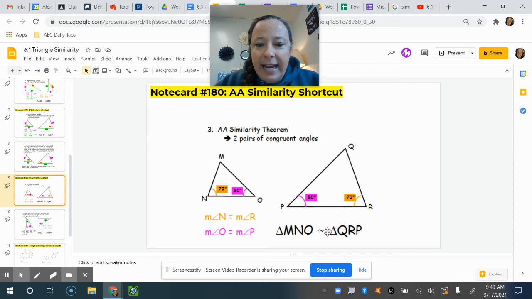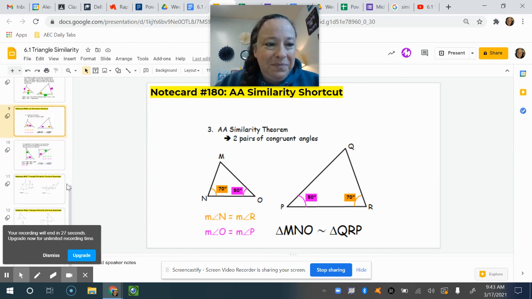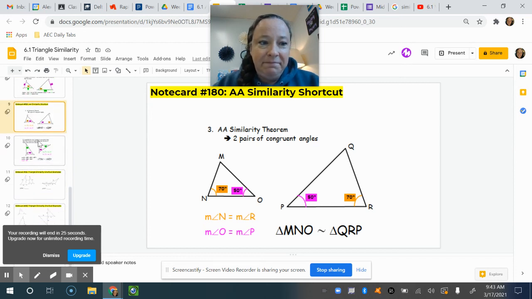And so then we can say triangle MNO is similar, remember that symbol, to triangle QRP. Order matters. We went M, N, O. So the one that's not marked goes to the orange, to the purple or pink. The one that's not marked to the orange to the pink. So Q, R, P. Pause and finish up this note card.